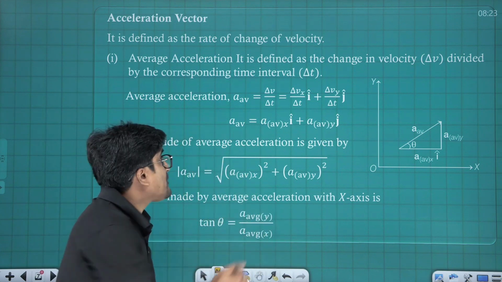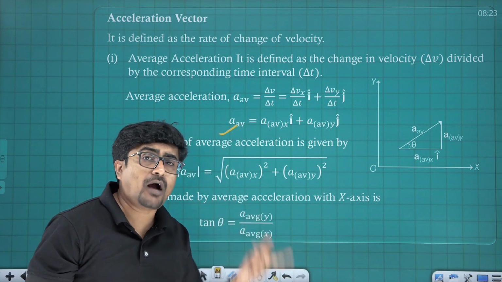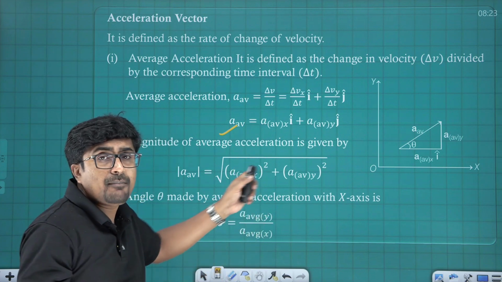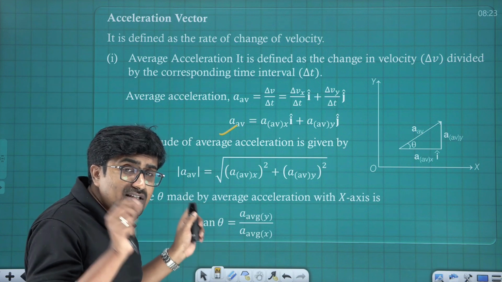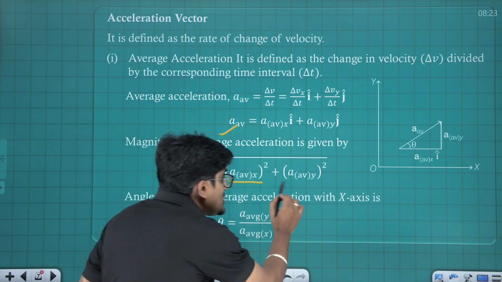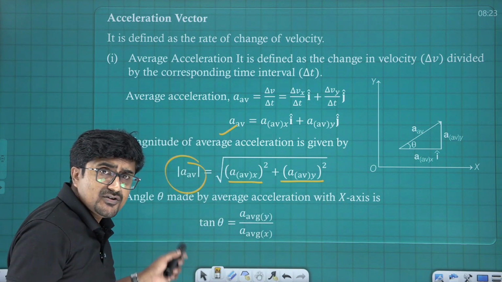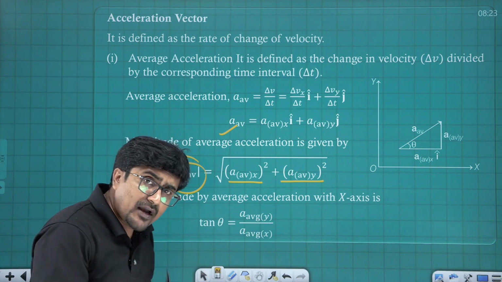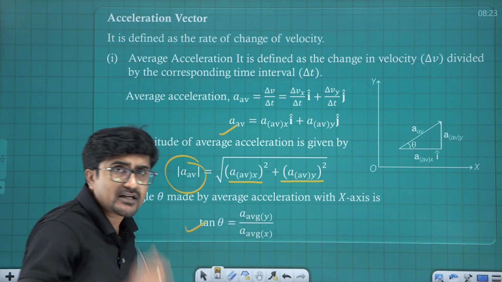Now, you may see here the average acceleration is delta Vx upon delta t along i cap plus delta Vy upon delta t along j cap. To get the magnitude, it is the square root of the average acceleration along the x-axis the whole square, plus the average acceleration along the y-axis the whole square, which gives the magnitude of average acceleration. Now, to take the direction, tan of theta is going to be a average along the y-axis upon a average along the x-axis. That is how we mark the direction as well.